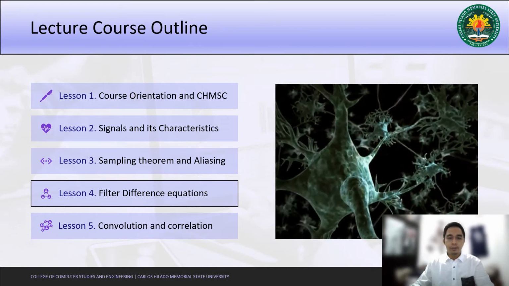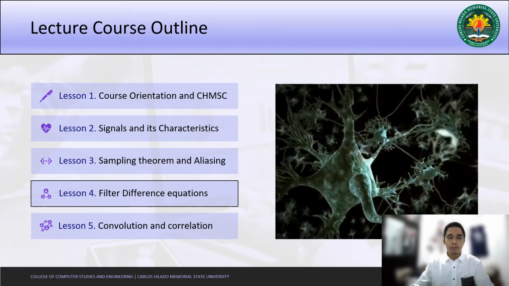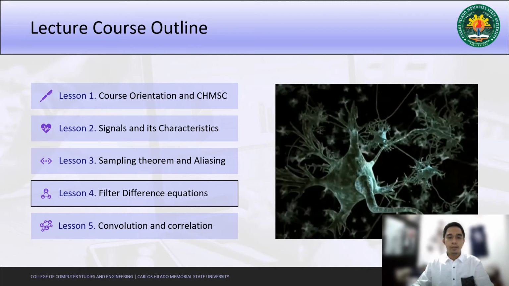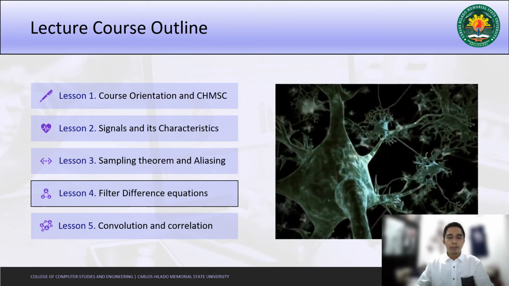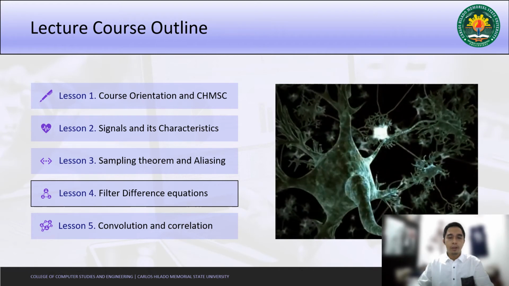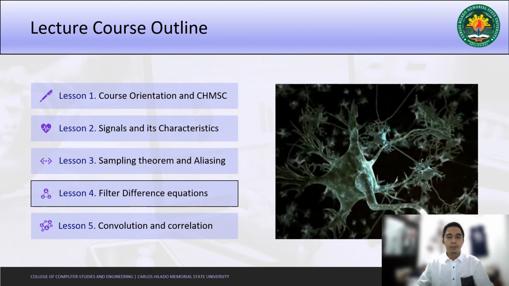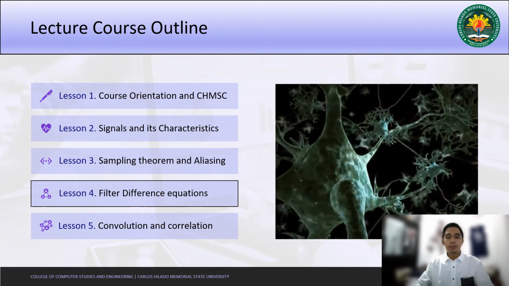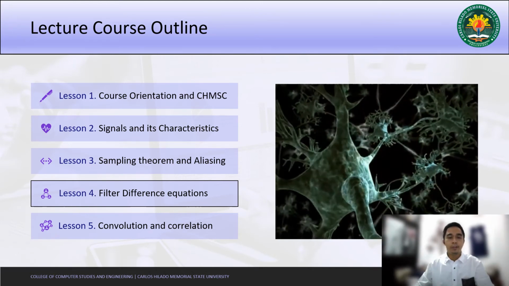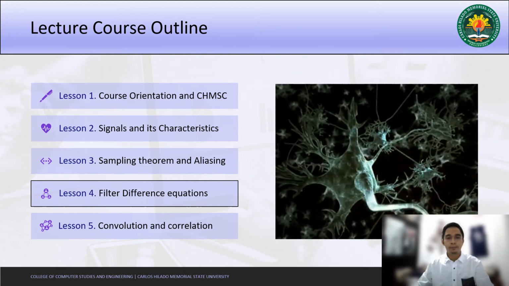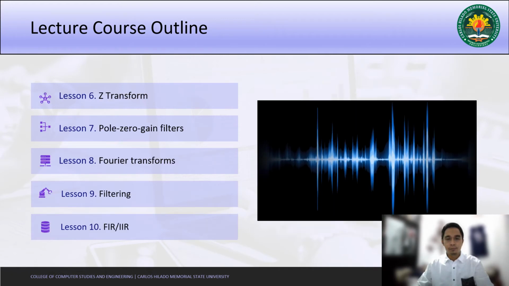So last week we were already on lesson 4. We discussed already the signals and their characteristics, sampling theorem and aliasing. Now we are going to move forward to the filter difference equations. These are more on the mathematics of signals. So these are the future topics that we're going to discuss.